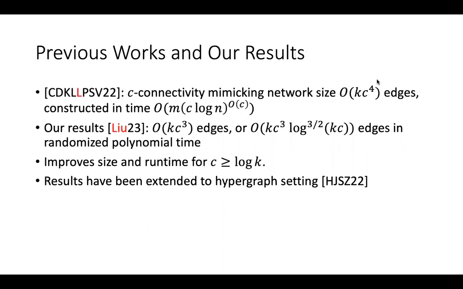Now let me state the results of this work. Previous works have given C edge connectivity mimicking networks with K times C to the fourth edges, and they were constructed in time m C log n to the O of C. Our results construct mimicking networks with K C cubed edges, so fewer edges, or K C cubed times polylog edges in randomized polynomial time. So notice that if C is at least log K or log n, then the previous works did not run in polynomial time. However, our algorithm does run in polynomial time regardless of the value of C.